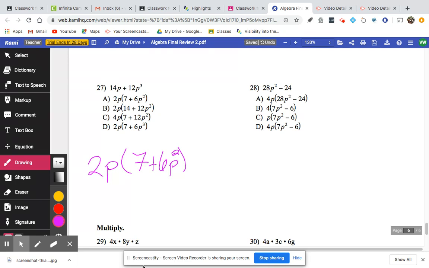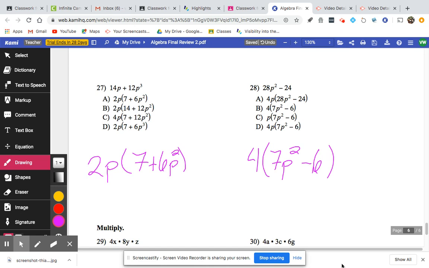28. We got 28p squared minus 24. Pick the largest number that can come out of both of them. It's 4. I can factor out a 4 out of both of them. Can I factor out a p? No, I can't, because both terms do not have a p. Only one of them does. Sorry, I'm getting tongue-tied a little bit. There. Okay, 28 divided by 4, that's 7. Don't forget your p squared because we didn't factor out any p's. Negative 24 divided by 4 is negative 6. And if you're hunting that down, that is letter B.